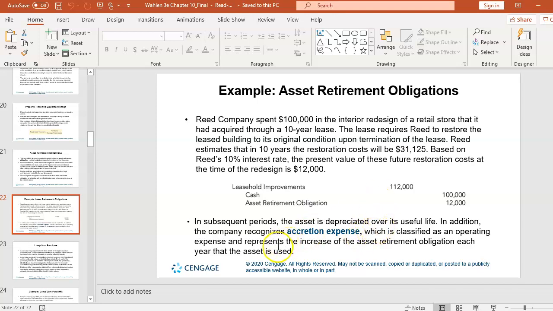So I want you to be aware of the word accretion. Accretion expense, classified as an operating expense, represents the increase of the asset retirement obligation each year that the asset is used. Okay, so just be aware of accretion.